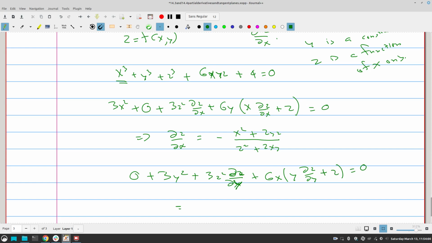So then you get dz over dy equals negative y squared plus 2xz, and downstairs you have z squared plus 2xy. So that is dz over dy.